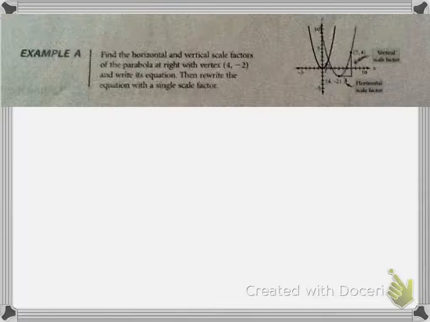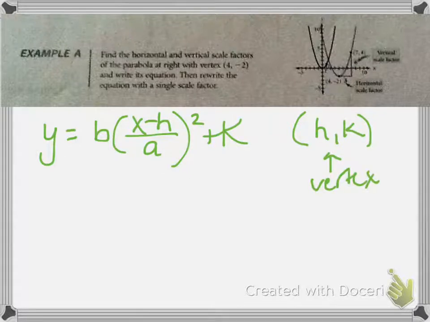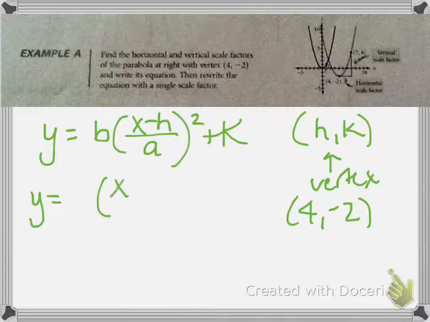So, we definitely know how to write this with the vertex in vertex form and finding scale factors. We have done this a couple units ago. Remember, this is the equation y equals b times (x minus h over a) squared plus k. H and k is the vertex, and they're telling us that that's (4, -2). So I already know that x minus 4, squared, and k is -2.